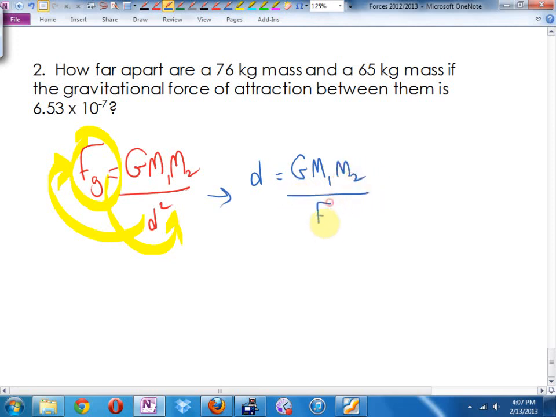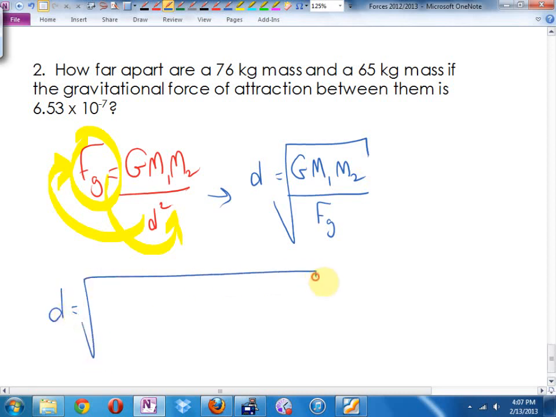So you're saying I would do that, and that would give me d squared, but I heard you say I'm pretty sure a square root is going to show up to get rid of it. Yeah, it's going to be 6.67 times 10 to the negative 11 times 76 times 65 divided by that. Some of you need to practice your calculator, so let's write this out.